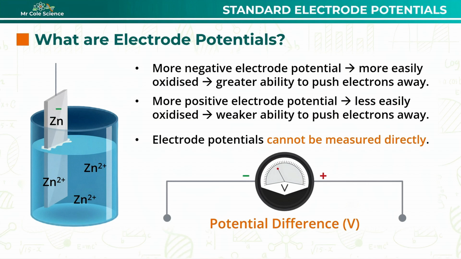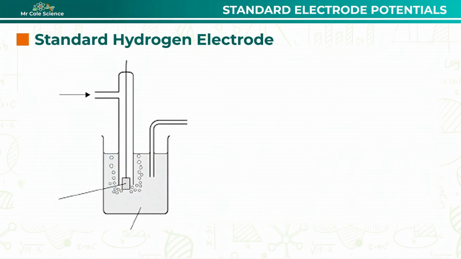This is where the standard hydrogen electrode comes into play. It acts as a reference point for us to compare all electrode potentials to. A standard hydrogen electrode has hydrogen gas being bubbled into a solution that contains 1 mol dm^-3 of aqueous H+ ions. That solution is often a 1 mol dm^-3 solution of something like hydrochloric acid or maybe even nitric acid.